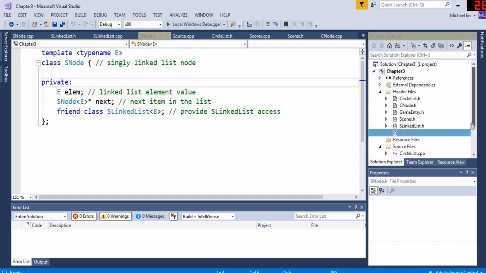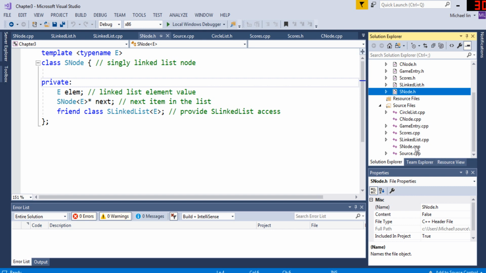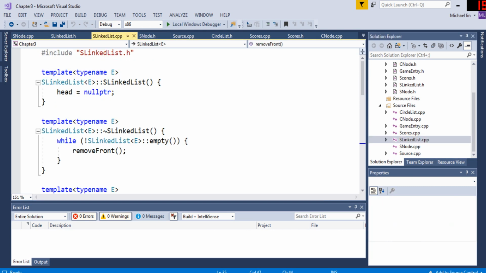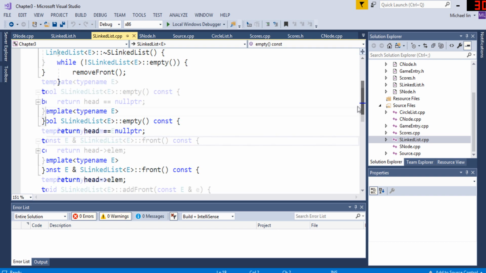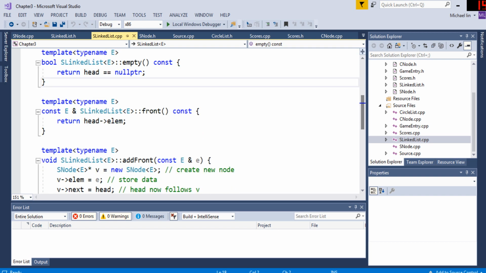And here's my singly linked list.cpp. It's just the implementation file. This is the constructor. This is the destructor. While it's not empty, I remove the front. I include singly linked list.h. And here's the check for whether it's empty, and here's the adding to the front.